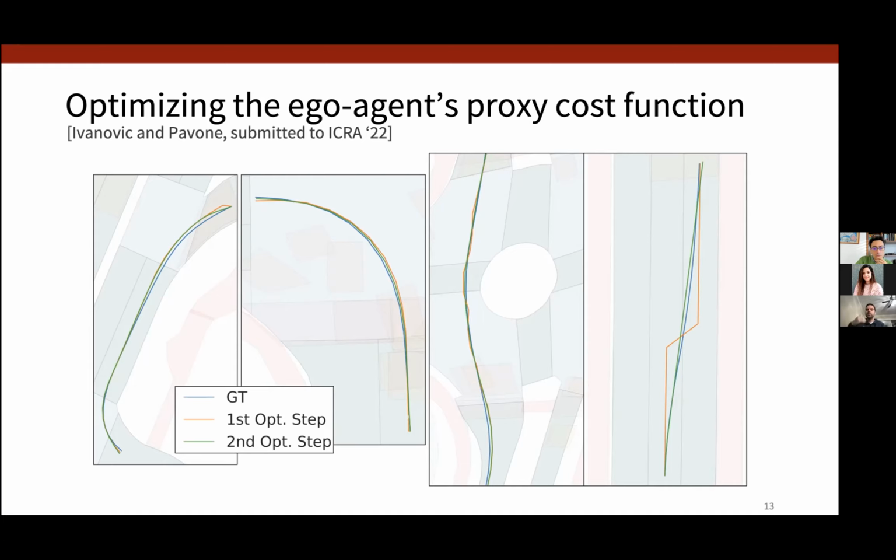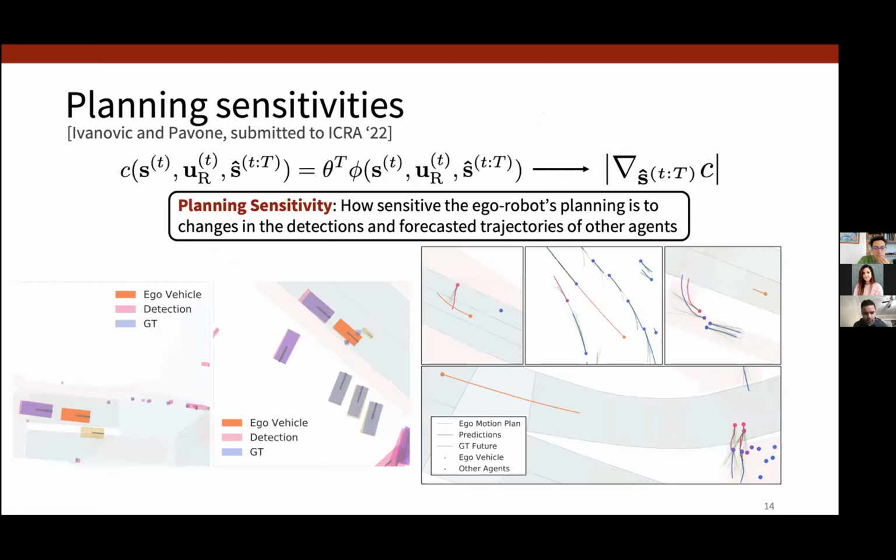And this is why, after our convex optimization step, we use this orange solution as an initial guess to a non-convex solver, which then minimizes the full non-convex cost function and yields the resulting output in green, which we can see very closely matches the blue ground truth ego vehicle trajectory in a variety of different scenarios. So, okay, great. We can see that we can optimize and obtain motion. But now let's see what this notion of planning sensitivity is like.